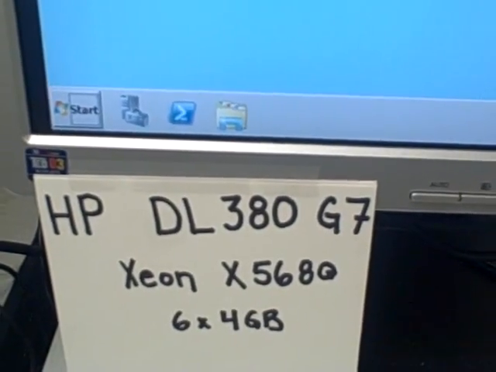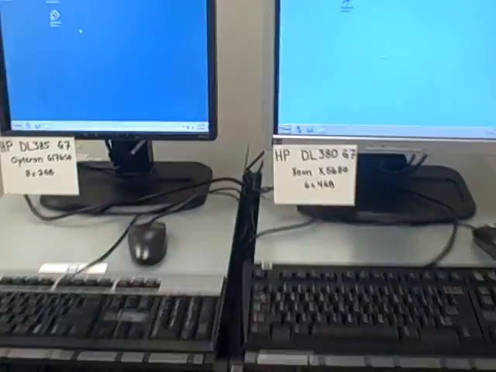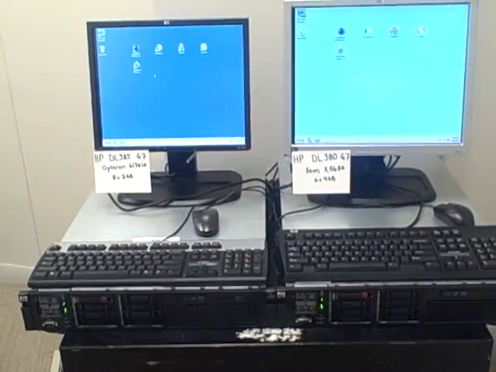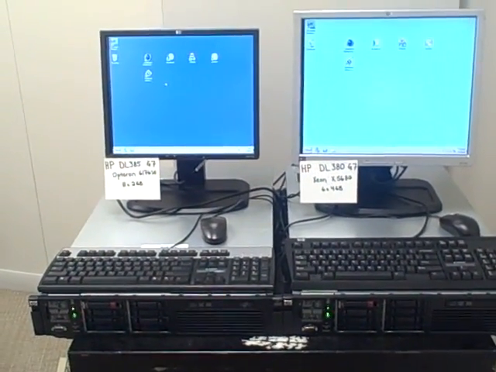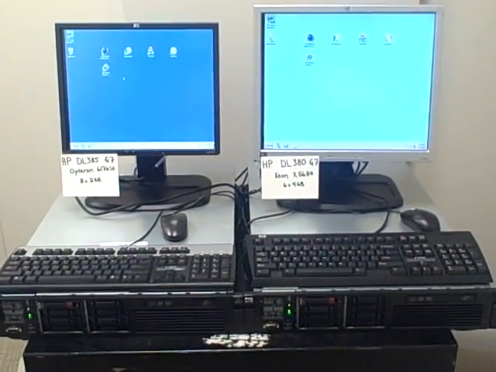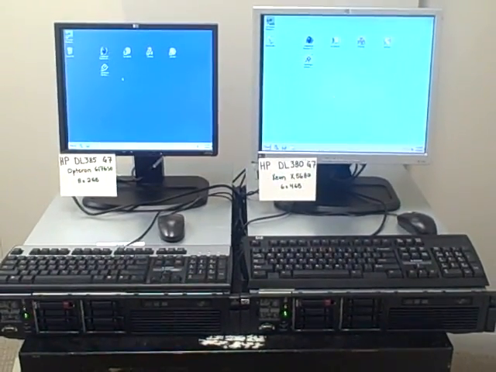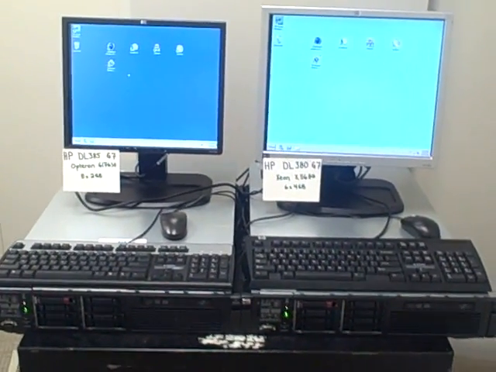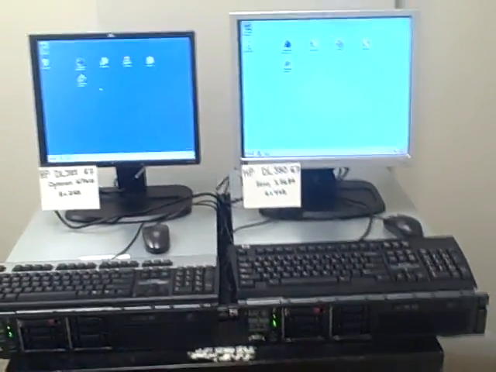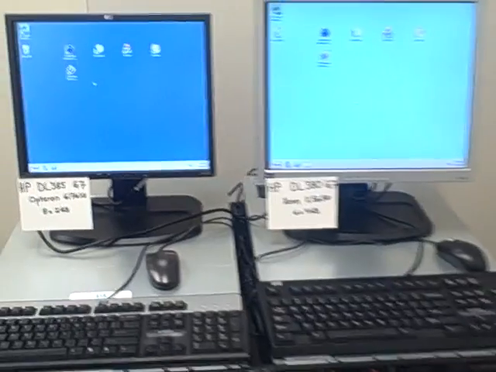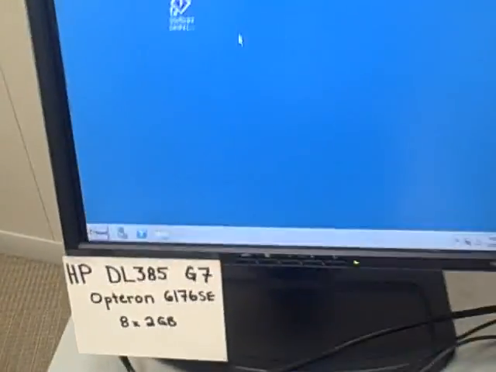This is a DL380G7. So what you'll see when you run tests on these two different systems is that each CPU architecture is going to show different advantages. For example, the Opteron is going to excel at floating point heavy computation and is going to show some higher memory bandwidth performance. So to demonstrate that, I'm going to run a benchmark on both of these identically configured systems.